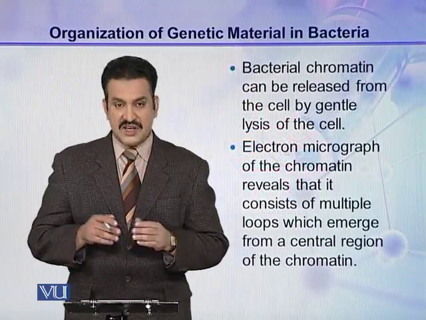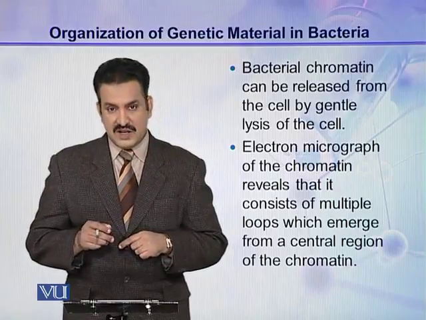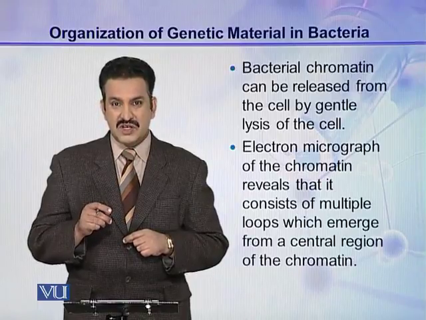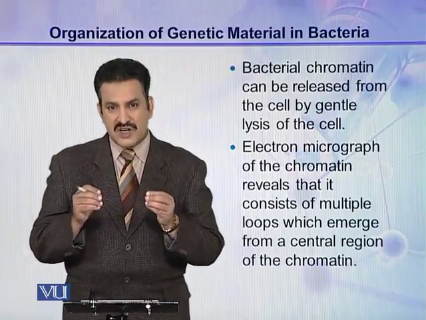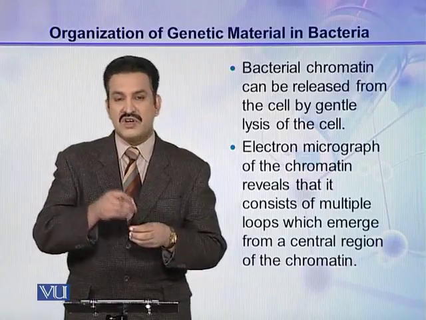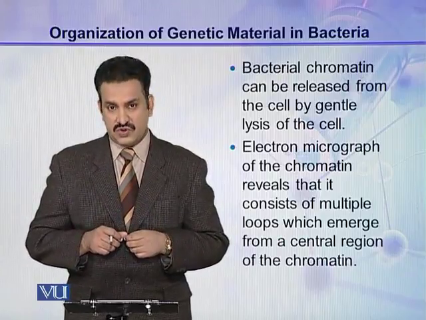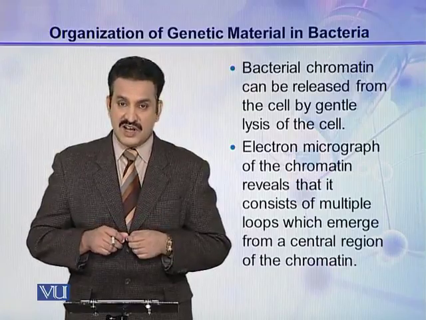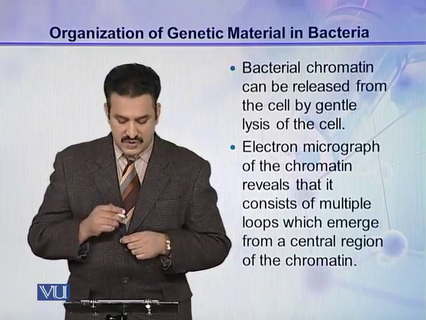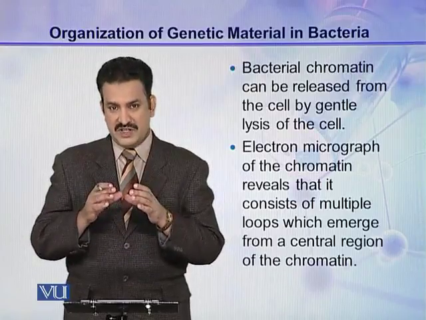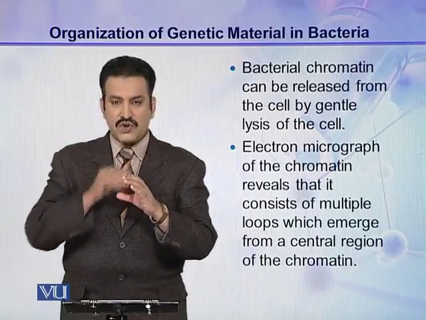This chromatin or nucleoid can be released from the cell when we gently lyse the cell. For example, when the cell is gently lysed or broken down, this nucleoid can be released, and it can be visualized under the electron microscope. If we see it under the electron microscope, it reveals that it consists of multiple loops which emerge from a central region of the chromatin. So there is a central region in this chromatin, and many loops emerge from this central region.